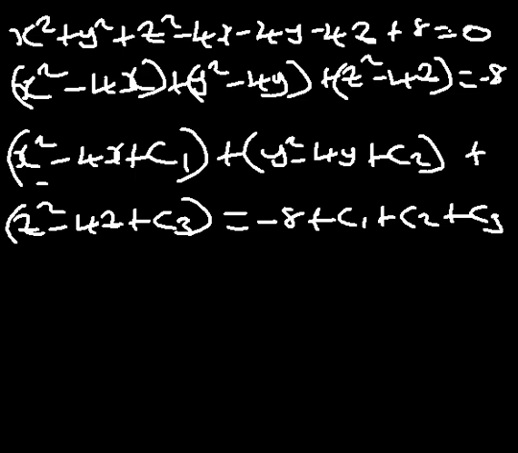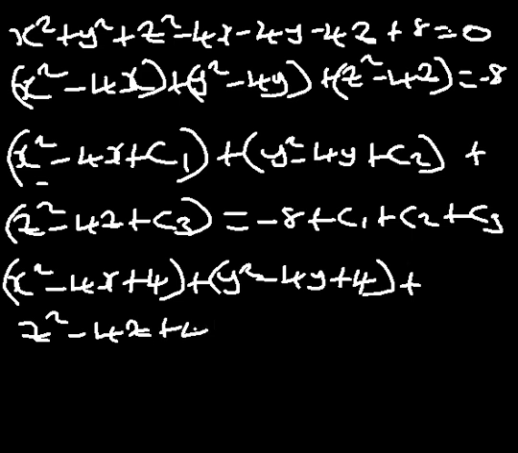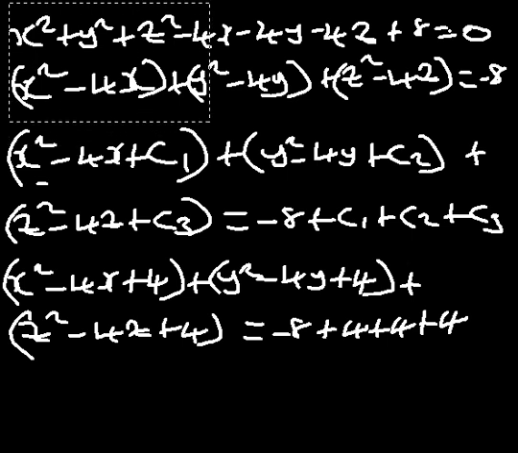So in this case we'll have x squared minus 4x plus 4, plus y squared minus 4y plus 4, and z squared minus 4z plus 4, which is equal to negative 8 plus 4 plus 4 plus 4, since the values of c are the same. So bear that in mind.